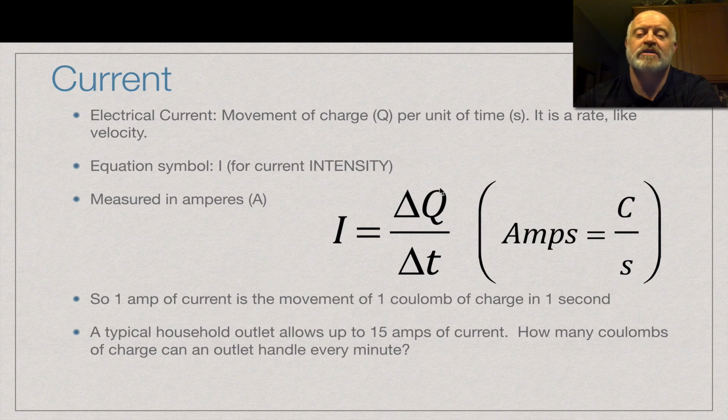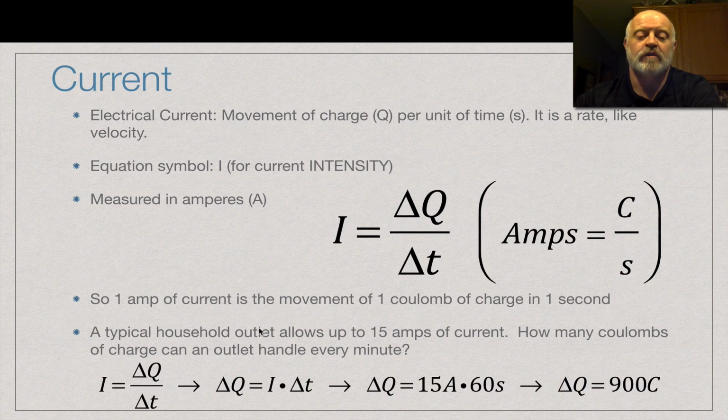If we rearrange this, solving for the charge, the charge that's available is your current times your time, which is your 15 amps of current times 60 seconds, or we get 900 coulombs of charge. Basically what we're saying is that we get 900 coulombs every minute that could pass through that circuit.